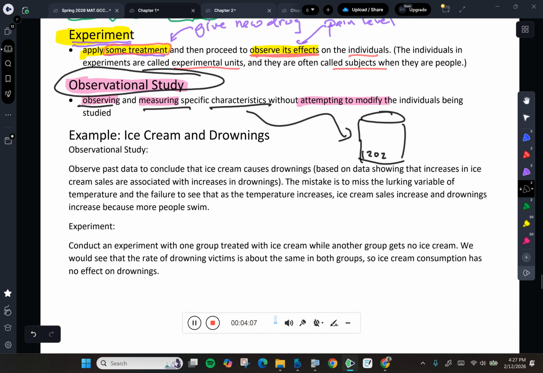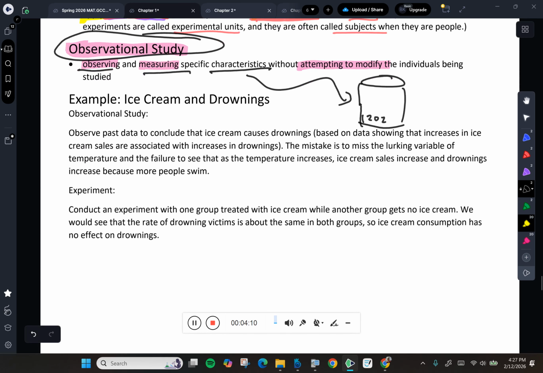Okay. For example, if we take a look at the idea of a relationship between these two things, is there some sort of relationship between ice cream consumption and drowning? Well, if you were going to do an observational study on it, you would gather some data about ice cream sales and drownings. And you might conclude that an increase in ice cream sales is associated with an increase in drowning, that when ice cream sales go up, drownings also go up. And you might think that, oh, there is some sort of correlative relationship here.